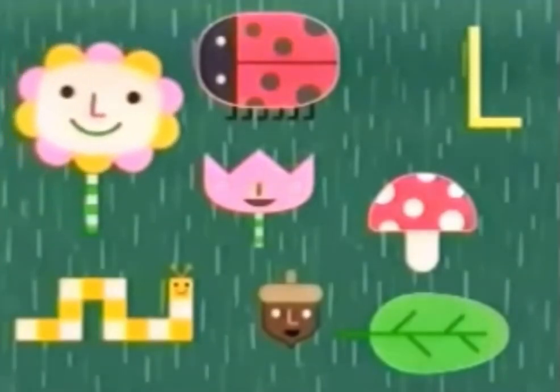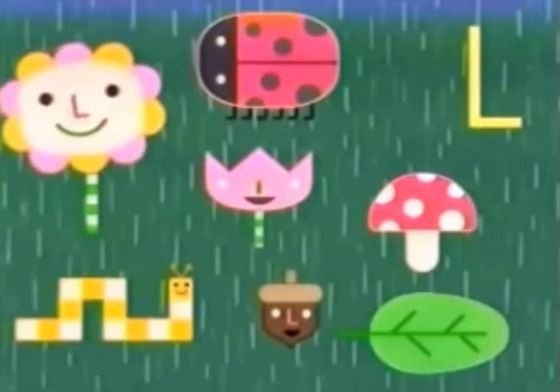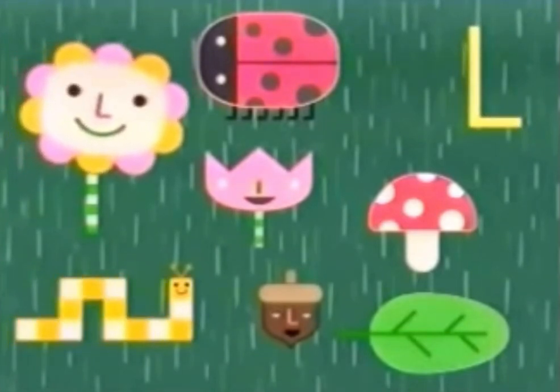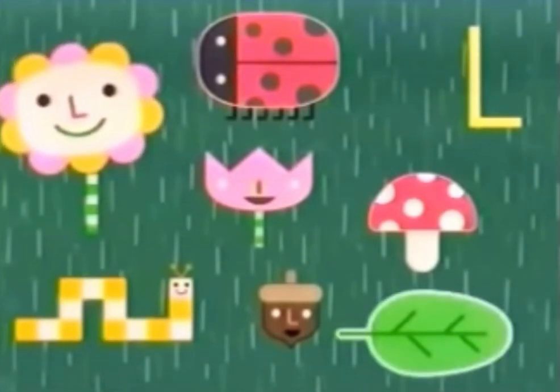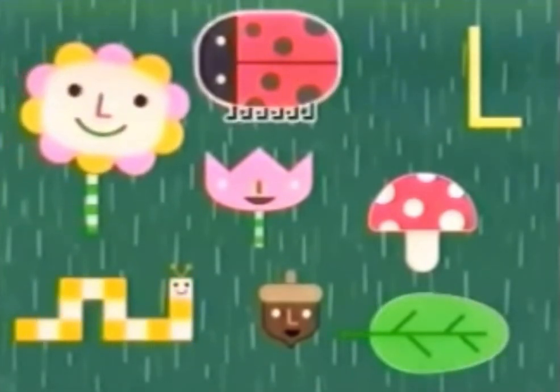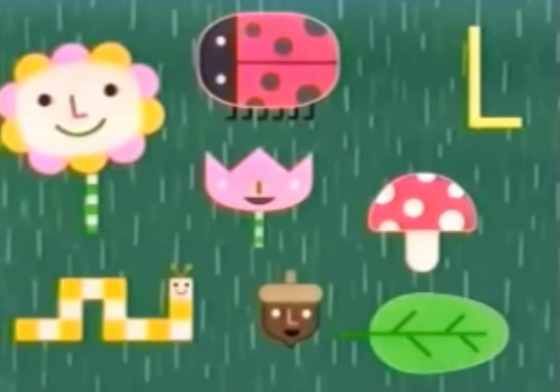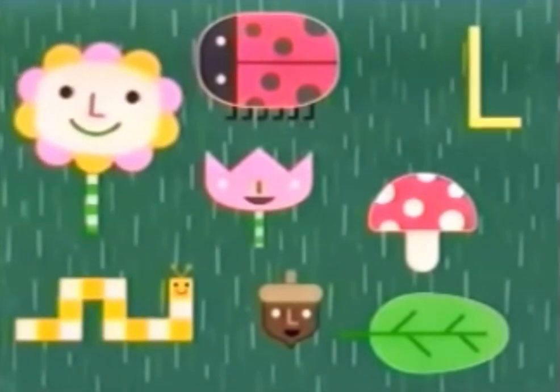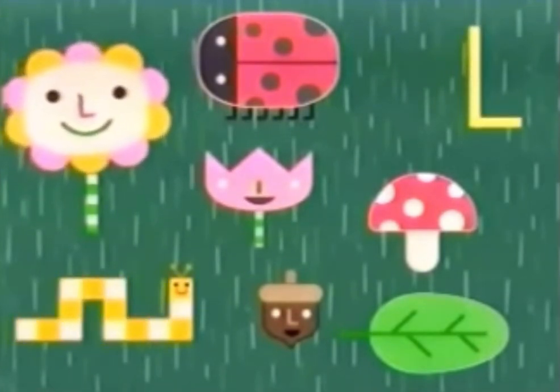We're looking for things that start with the L sound. Look closely. A leaf. Look, and there's a ladybug. Looks like you know your L words. We'll locate the rest when we come back.